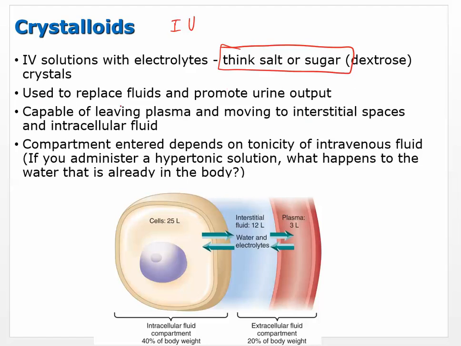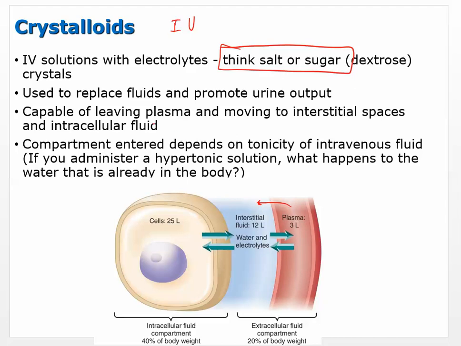So they're used to replace fluids and promote urine output. Okay, so you're replacing fluids with either crystalloid or colloid because they're all dissolved in fluid, which will promote urine output. They're capable of leaving the plasma and moving to the interstitial spaces. So again, we have that movement. We put it into the vessel, but it's going to go hopefully where it's needed.